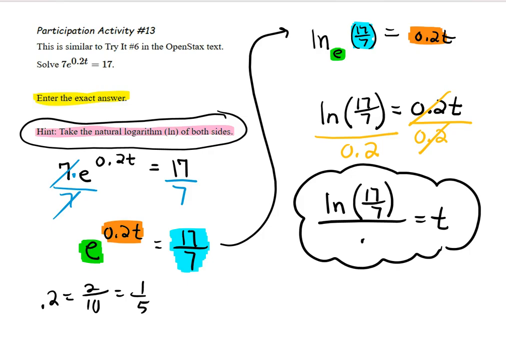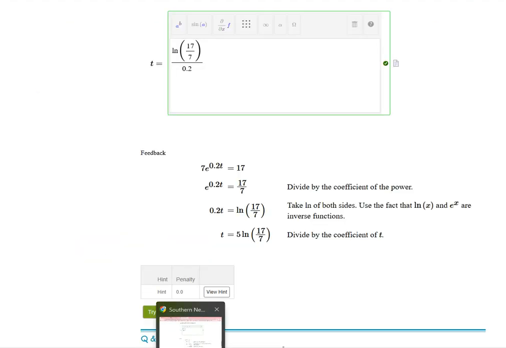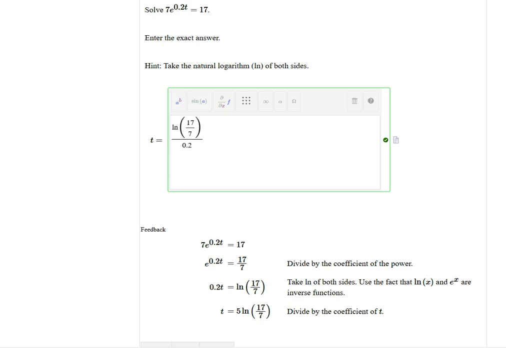So instead of having this 0.2, they had it over 1/5. But if you take something and divide it by 1/5, that's the same thing as taking something times 5/1. So that's why instead of having it over 1/5, they multiplied it times 5. That's where they got their answer from, but theirs is equivalent to mine. And they didn't say anything about simplifying.